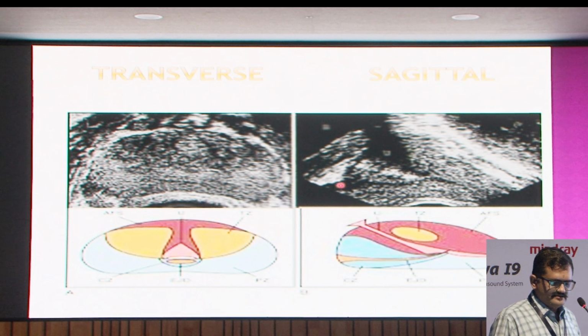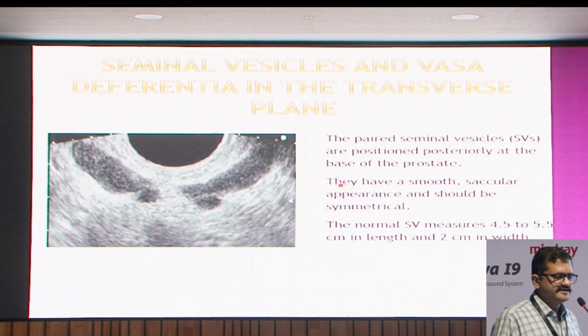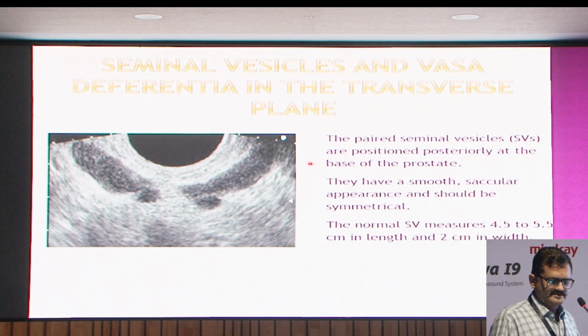While doing the TRUS, we must look at the seminal vesicles and vasa differentia, which look like moustache-like structures. Both should be symmetrical. They are nearly 4.5 to 5.5 centimeters in length and about 2 centimeters in width. They should be smooth, saccular and symmetrical.